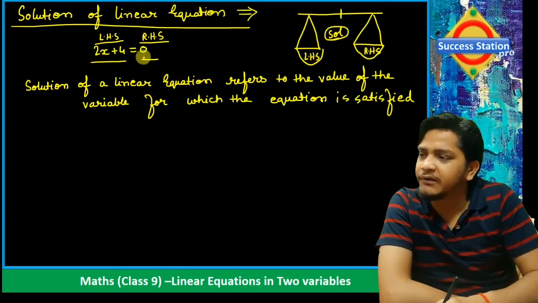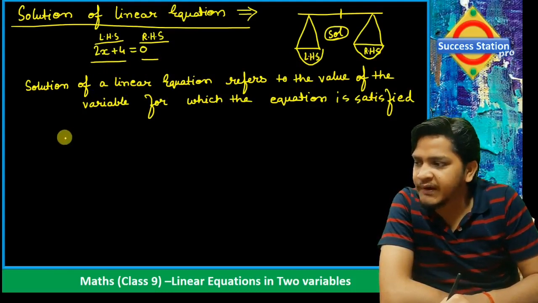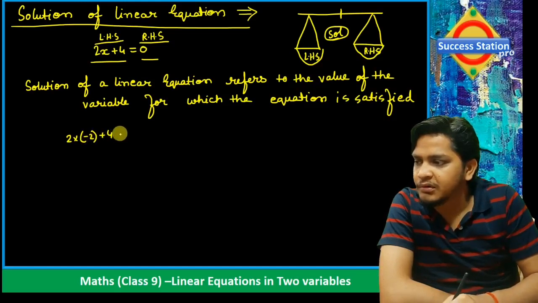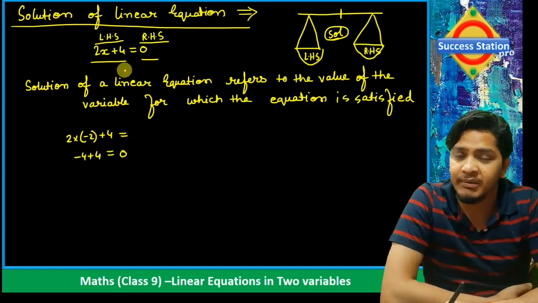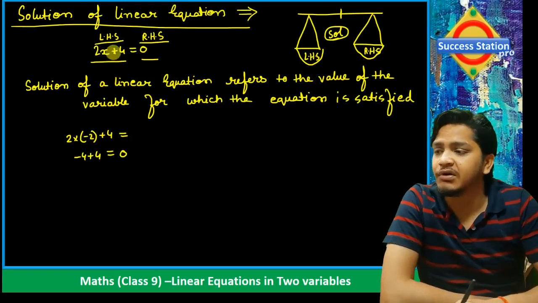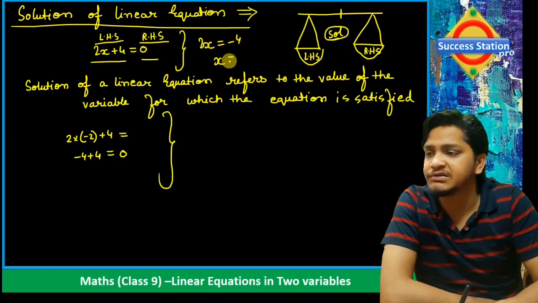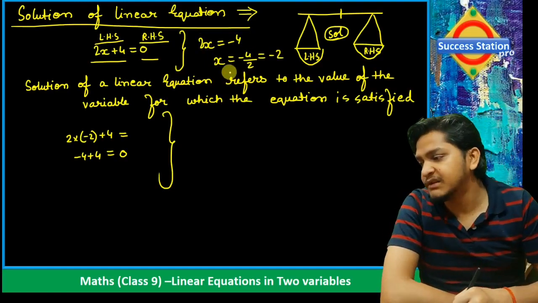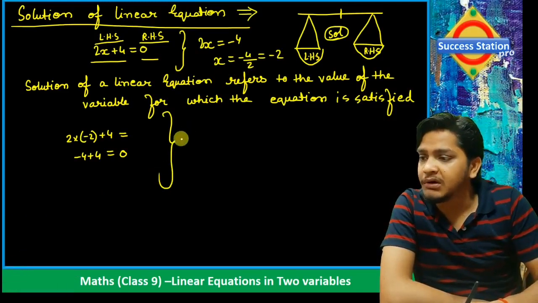Clear? So what will we put in here so that the left side also becomes 0? Instead of x, if we put minus 2, so 2 into minus 2 plus 4 equal to 0. So minus 2 in place of x makes our LHS equal to RHS. You can solve by the transposition method also. 2x equal to minus 4, x equal to minus 4 by 2, which is equal to minus 2. Clear?